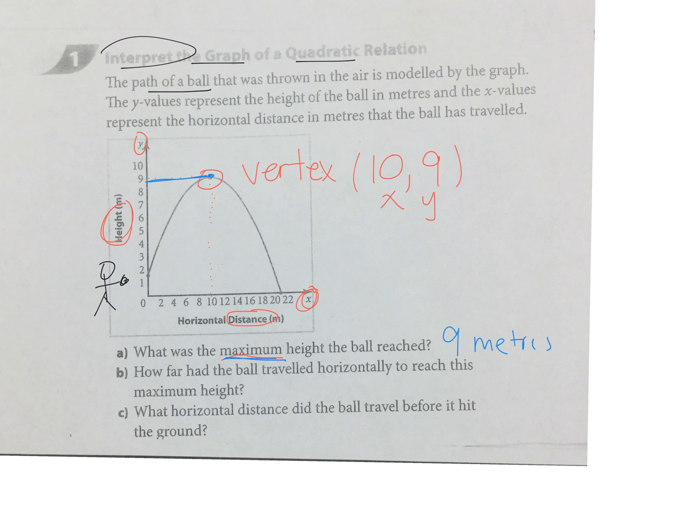How far had the ball traveled horizontally, that means this way, to reach this maximum height? How far did it have to travel before it reached the maximum height? The ball was thrown, and it traveled 2, 4, 6, 8, 10 meters horizontally before it reached the highest point. Now part C says, what horizontal distance did the ball travel before it hit the ground?